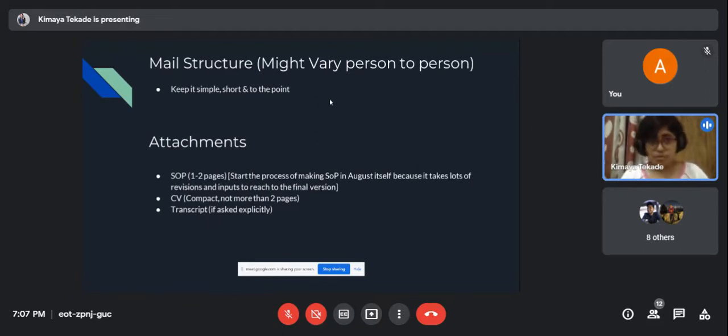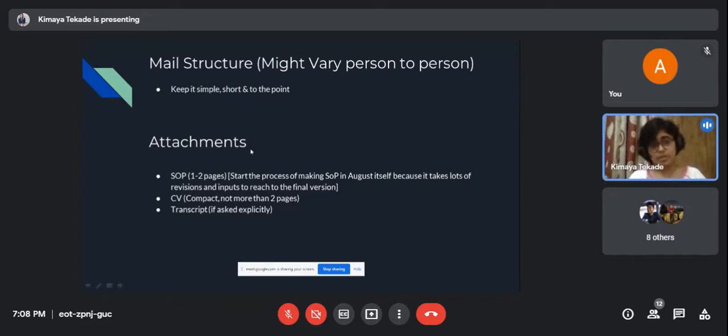Next, when you mail the profs, this structure might vary from person to person, but what I would advise is that they don't have time to read a detailed email. So keep the email structure very simple: my name, my year, I study at IISER, and I want to join your lab as a PhD. That's it, just 4 or 5 lines. You can have the details in your attachment, because in case he is looking for a PhD student, he will look into the attachments. If not, he'll just not reply or just ignore it. So keep the email very short.